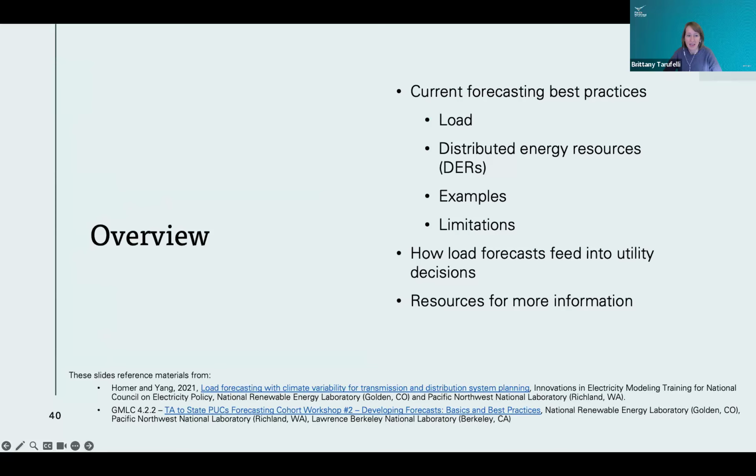Next slide, please. So today, my presentation is going to focus on best practices, as I mentioned, when it comes to forecasting load and distributed energy resources. I'm going to include some examples of those best practices, some challenges and limitations, as well as how load forecasts feed into utility decisions, including planning for resource adequacy. I also wanted to point out that these slides reference materials from other presentations given by the national labs. These are great resources and they're provided here for your reference. And as a quick note, throughout this presentation, you'll see links to supplemental documentation. So if you want more information, you can access the link.